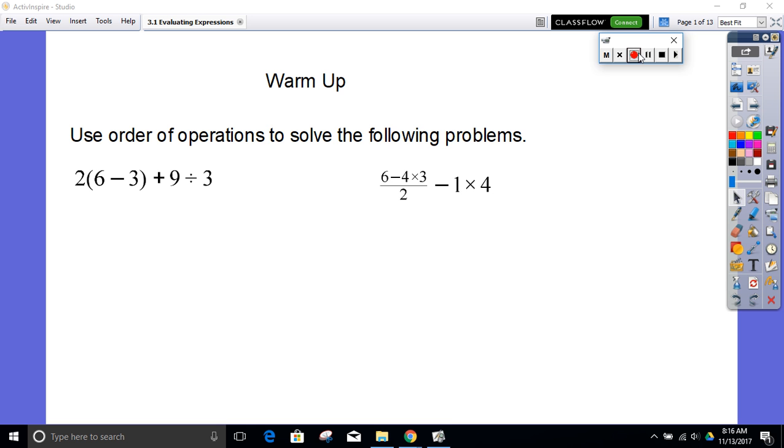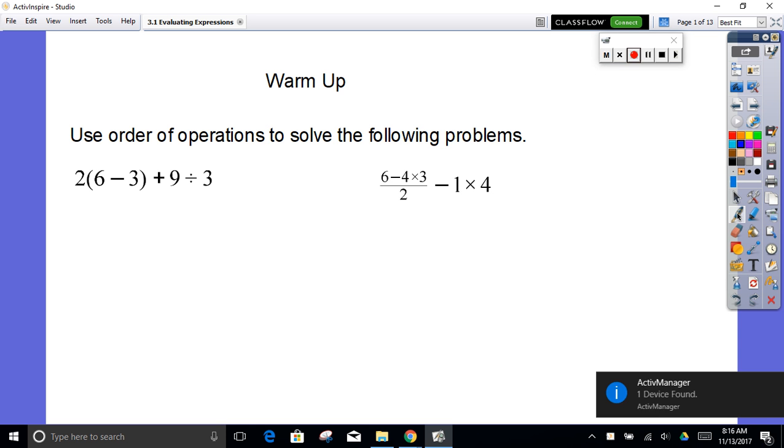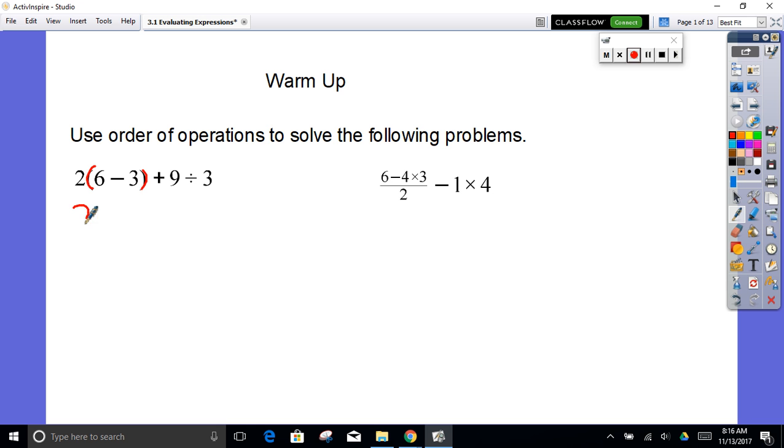Okay, tell us what you did first. So I did 6 minus 3. Okay, so let me just put some colored parentheses around 6 minus 3 so it's clear to everyone what you did first. Okay, so you got 3. And then I did 9 divided by 3. Did you do the 2 times 3 in that step also? Yeah. Okay. So 2 times 3 is 6, and 9 divided by 3 is 3, and then 6 plus 3 is 9.